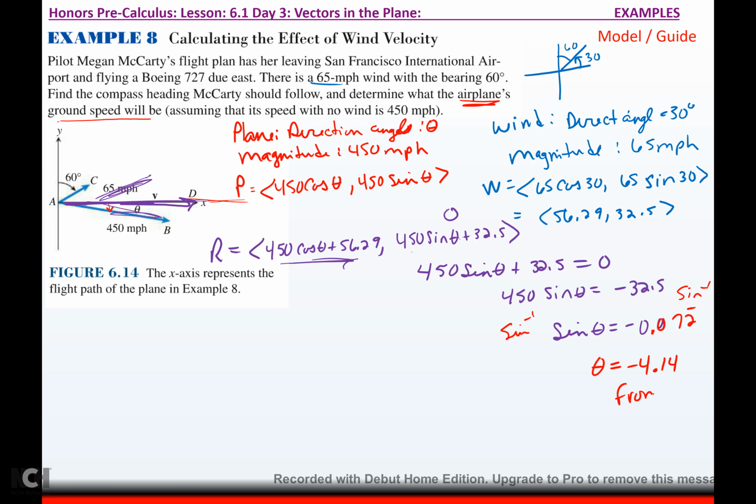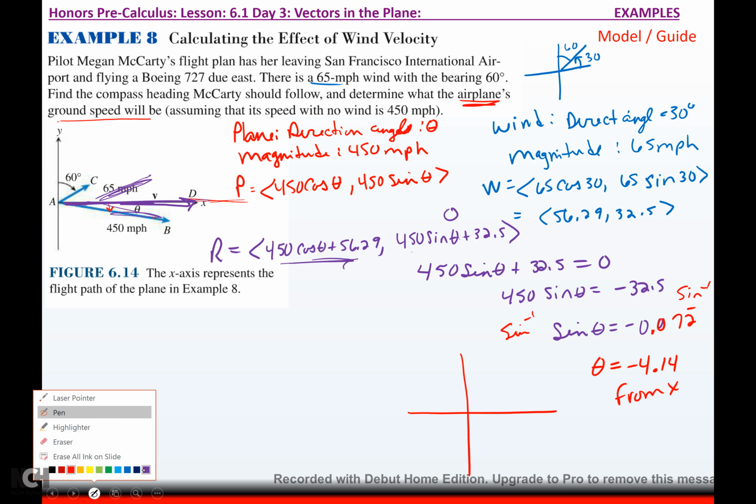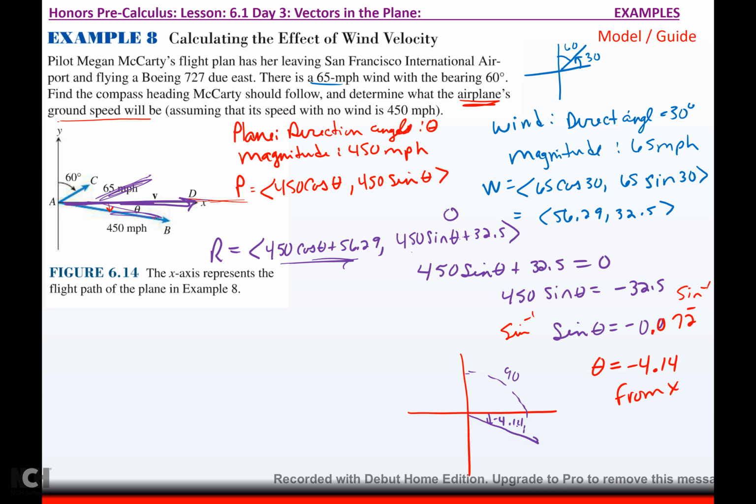But again, that's from x. So if I sketch that out a little bit, negative 4.14, but from north, I would add 90 to that. And again, from north, you're not going to add a negative. You're finding directions. And from north, you're going 90 plus another 4.14, which makes the theta equal to 94.14 from north.